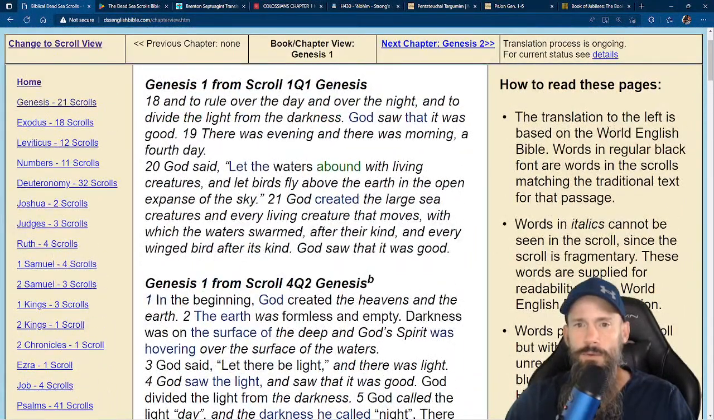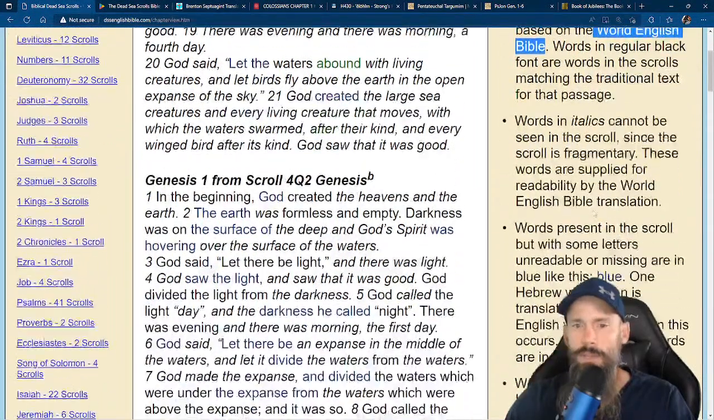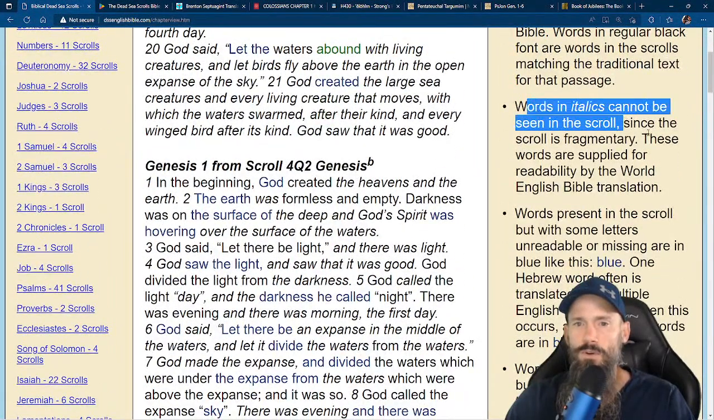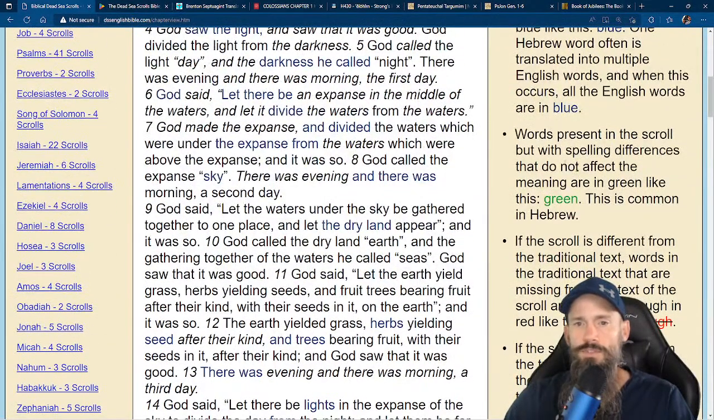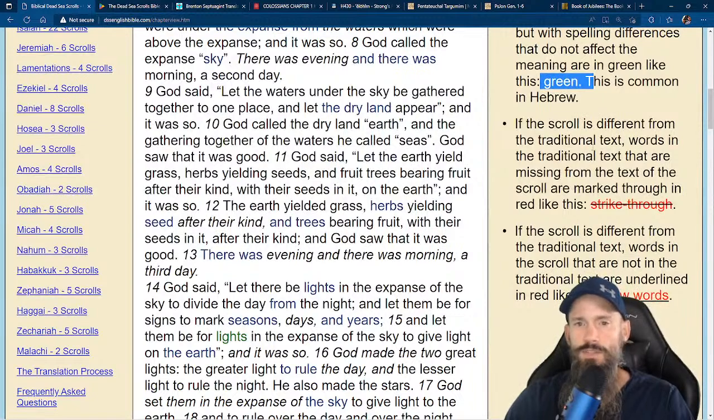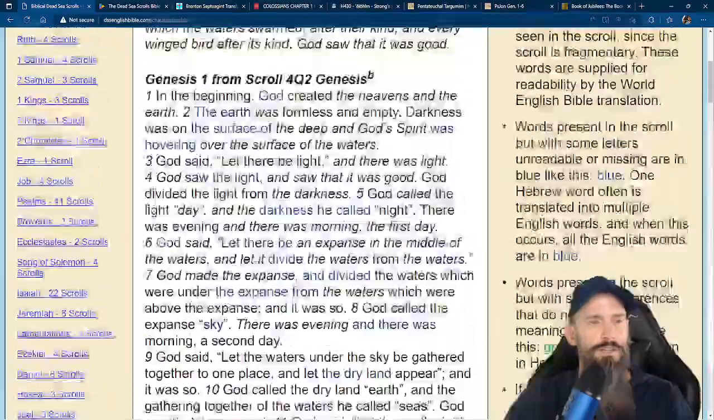It is probably nowhere near perfect, based on the World English Bible. Words in italic cannot be seen in the scroll. Since the scroll is fragmentary, these words are supplied for readability by the World English Bible translators. Words present in the scroll but some letters unreadable or missing are in blue like this. One Hebrew word often is translated into multiple English words, and when this occurs, all the English words are in blue. Words present in the scroll but with spelling differences that do not affect the meaning are in green, common in Hebrew. If the scroll is different from the traditional text, words in the traditional text that are missing from the text of the scroll are marked through like this. And if the scroll is different from traditional text, words in the scroll that are not in the traditional text are in red like this.